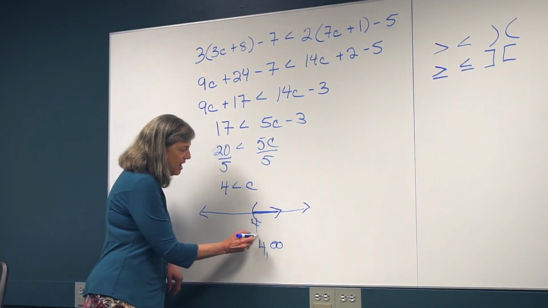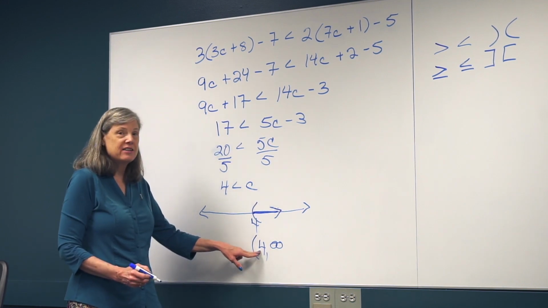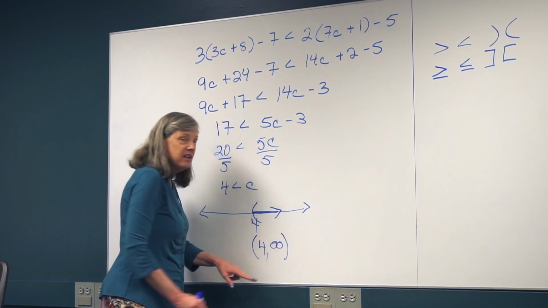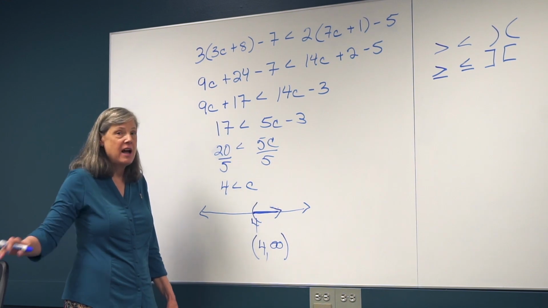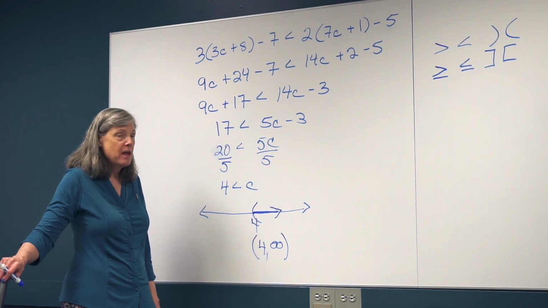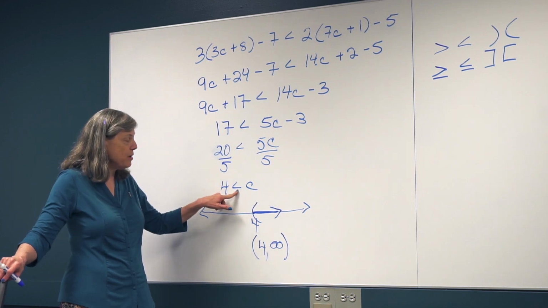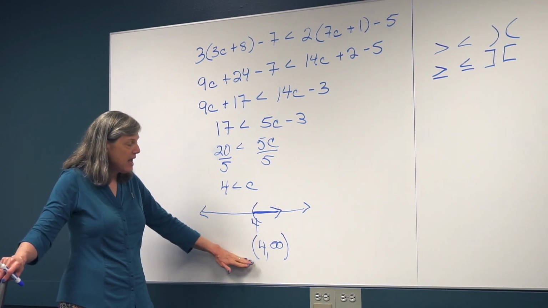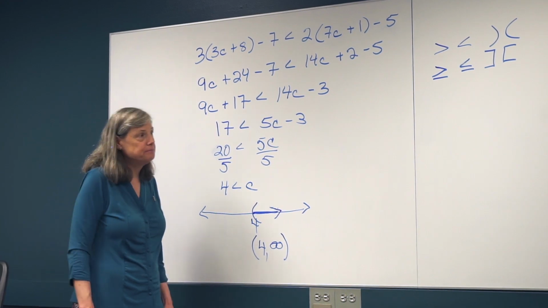This is already a parenthesis, so that's what's going to go next to the 4. And we just said an infinity can never have a parenthesis or a bracket by it. It always has to be a parenthesis. So this is algebraic notation, your graph, and the interval notation.